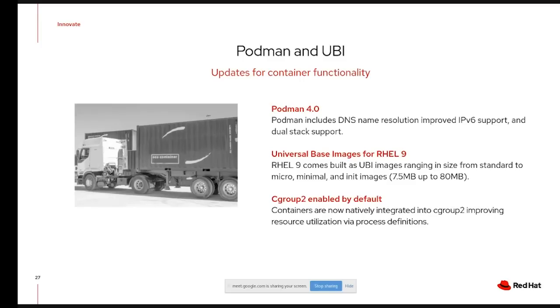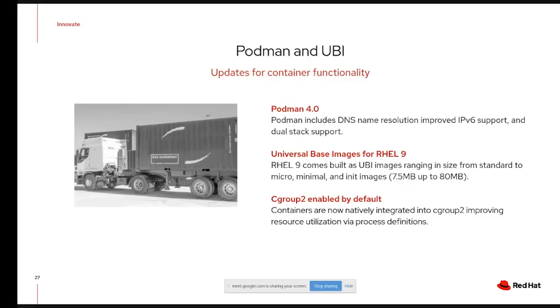We've also been learning about the universal base images that we provide to you and changes that we want to be able to make to those based on your feedback. So RHEL 9 now comes available in UBI images ranging from as small as 7.5 meg for a container image up to about 80 meg for that container image, depending upon how much stuff you want. All right. The 7.5, a really small init-based image, and the 80 meg, the full standard UBI image. Again, for you to be able to implement your apps.